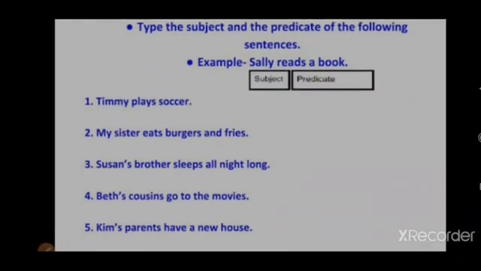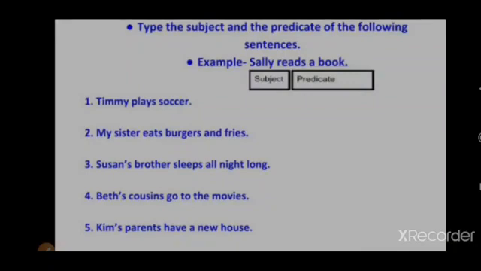Timmy plays soccer. This is a sentence. A sentence has two parts. I have told you, one is subject, another one is predicate. Here, which is subject, which is predicate, we are going to find.